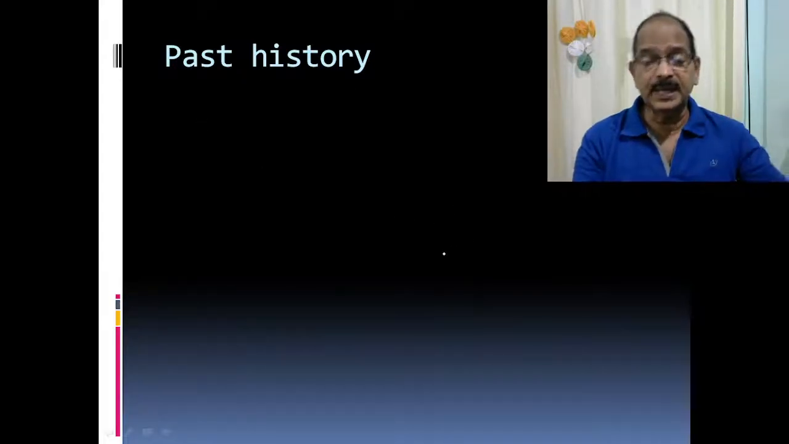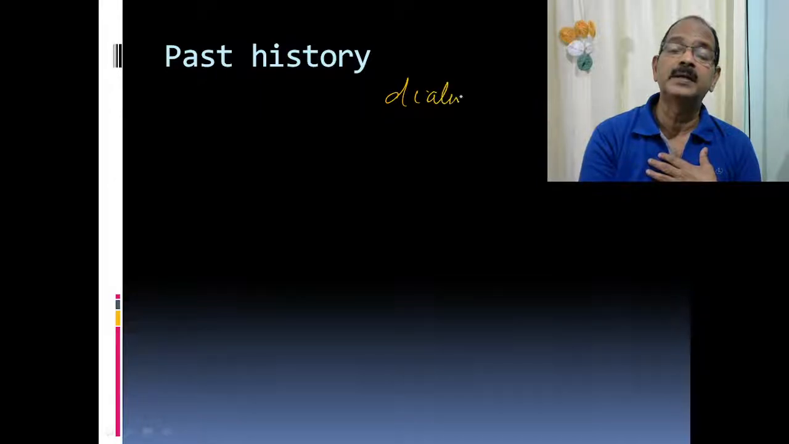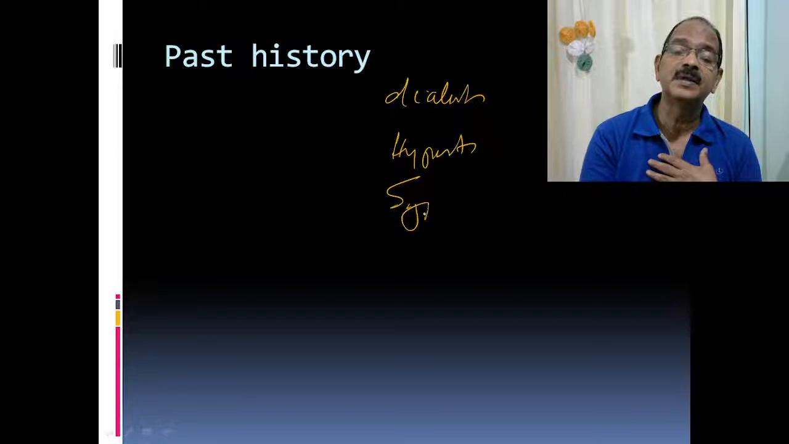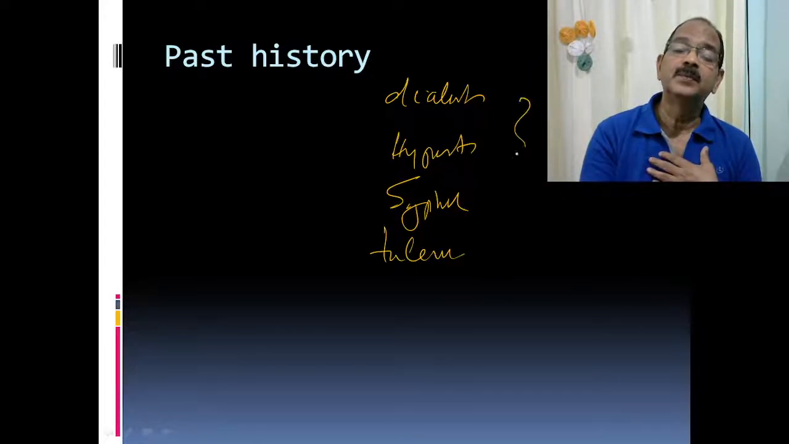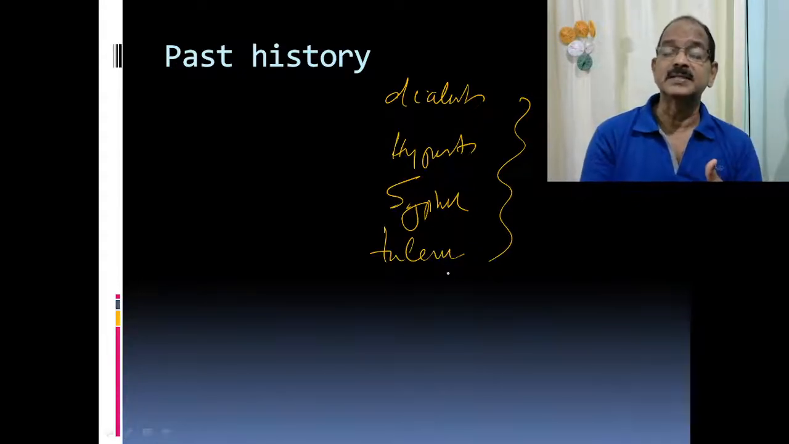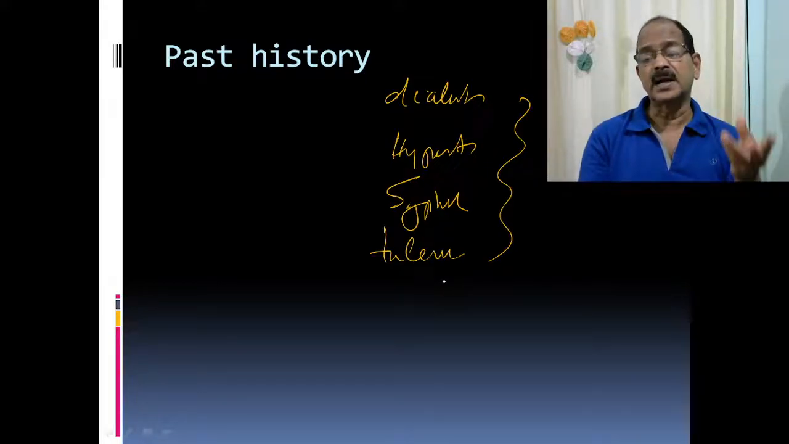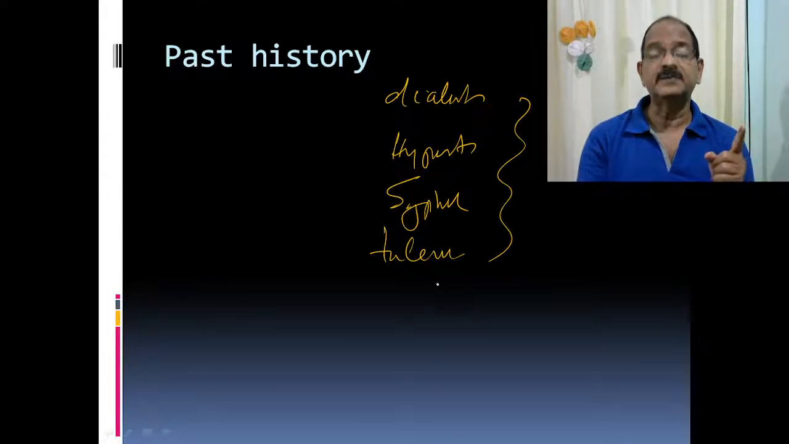So when you take a past history in an adult, you always mention certain things. No history of diabetes, no history of hypertension, no history of syphilis, no history of tuberculosis. So these few points you routinely mention in a case of past history. Why are you asking about these illnesses in an adult? It's relevant definitely in an adult.